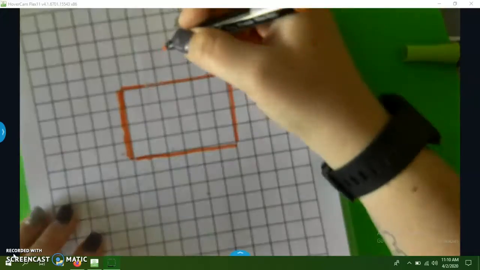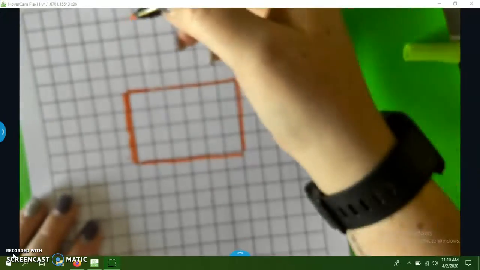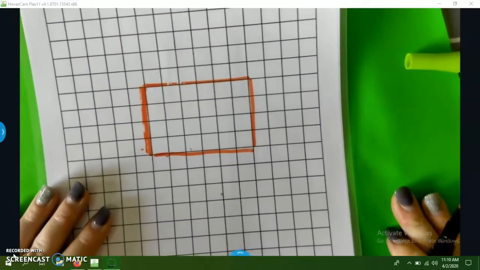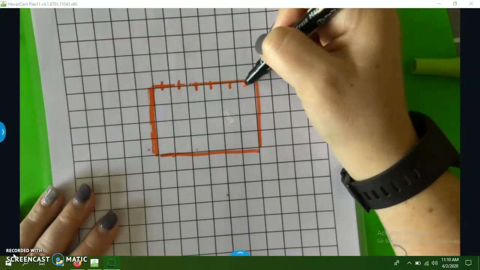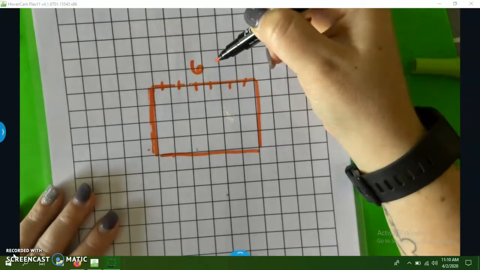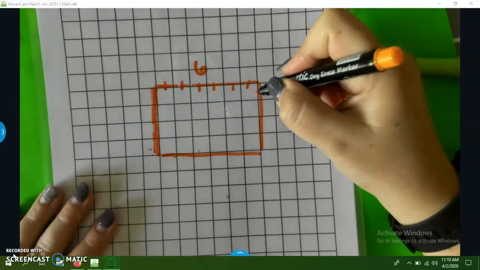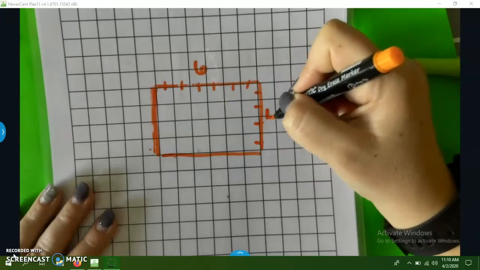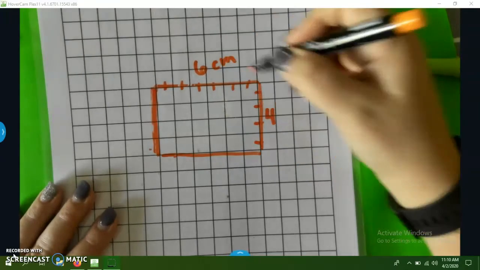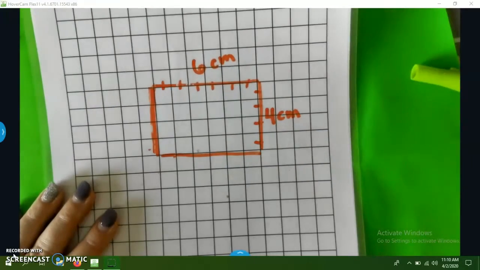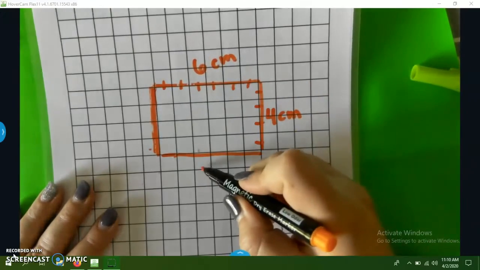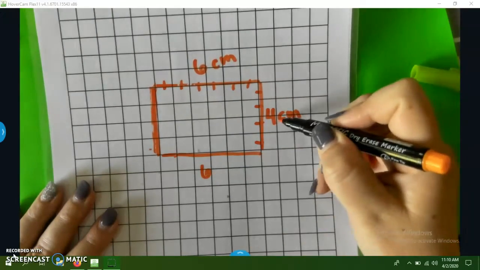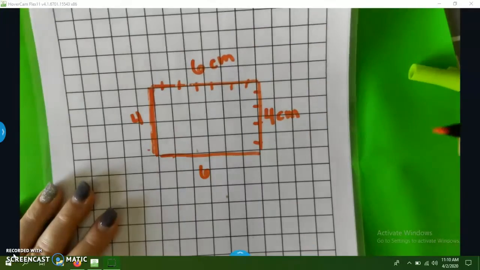Now, perimeter of this shape, I always want to do the same thing. I want to add all the sides. So, 1, 2, 3, 4, 5, 6 centimeters this way. Down this side, 1, 2, 3, 4. 4 centimeters down that side. Now since this is a rectangle, I shouldn't need to count the rest. I should know that 6 here means there's also going to be 6 here. 4 here means there's going to be 4 here.